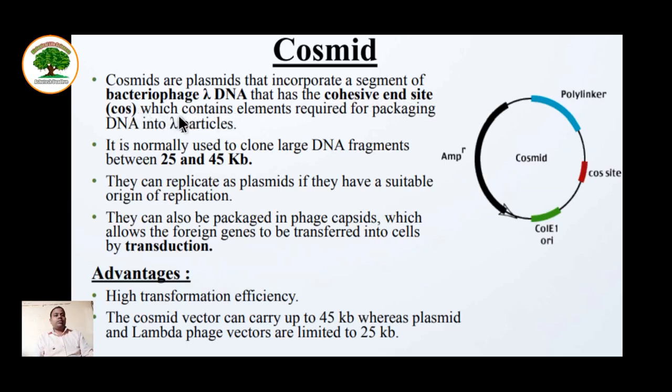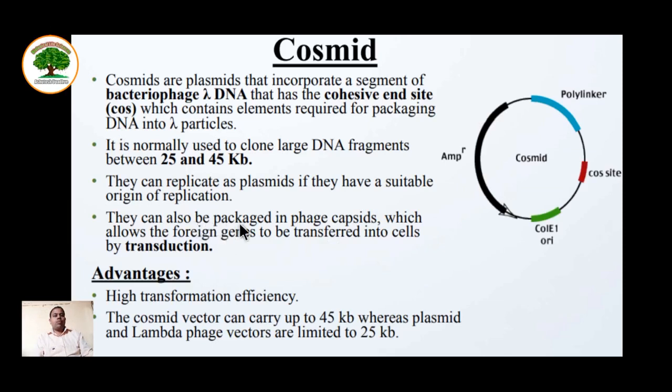So this site is added to the plasmid, and this helps in fitting this plasmid into the virus and then infecting. So it contains the element that is required for packaging of DNA into the phage particles. So this cos site is very important. Now, it is normally used to clone large fragments of DNA. The size here can be 25 to 45 kb, and they can replicate as plasmids if they have a suitable origin of replication. So if you add an ORI site here, such as the ColE1 replication system, the ORI site for E. coli, it can also replicate in bacteria.